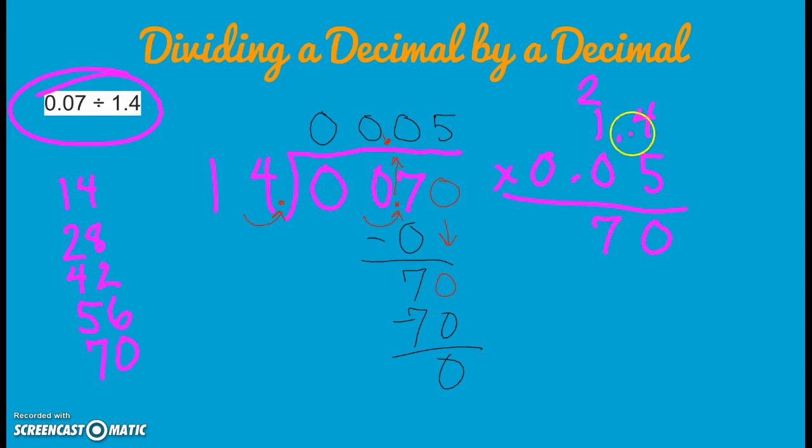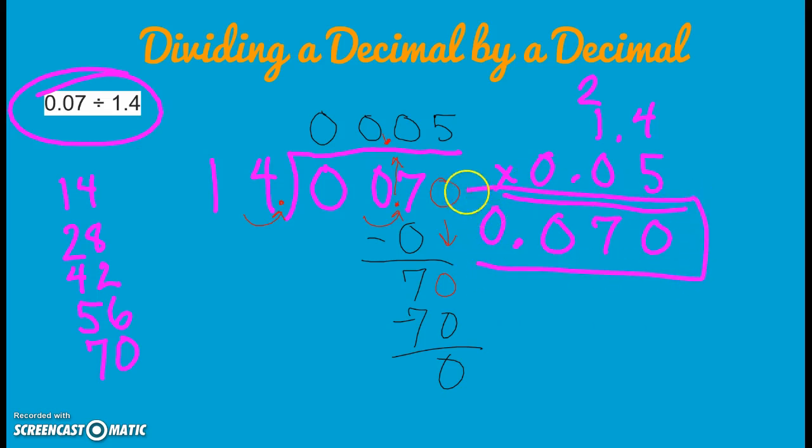And then I just have to count up my decimal places. I have 1, 2, 3 total place values behind my decimal point. That means I need to have 1, 2, 3 places behind my decimal point in my answer.